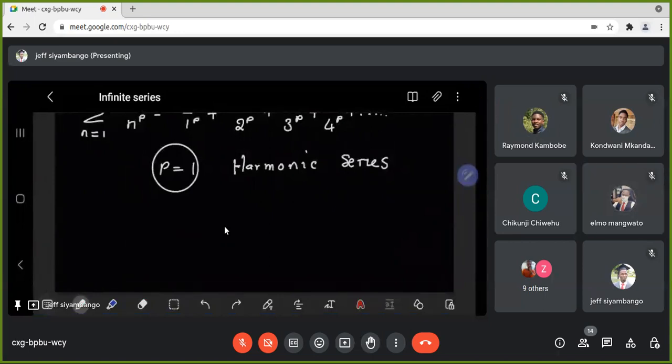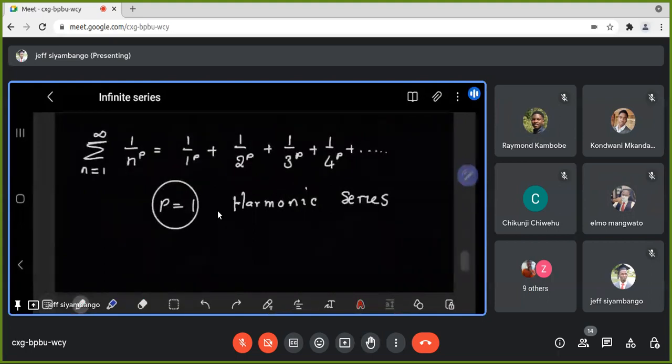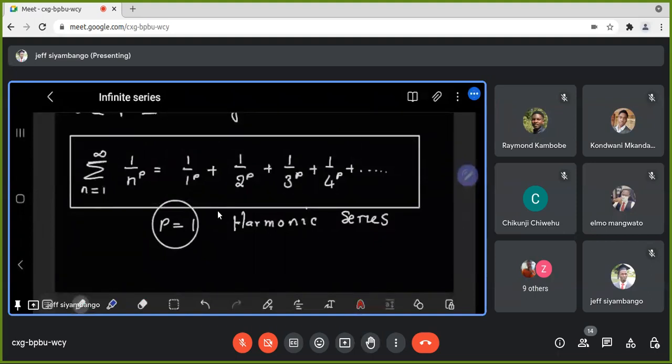Okay. So what I was trying to say here is the P series expands like this. And the values of P here can be anything. P is a real number. Not just a real number, let me say a positive real number in this case.